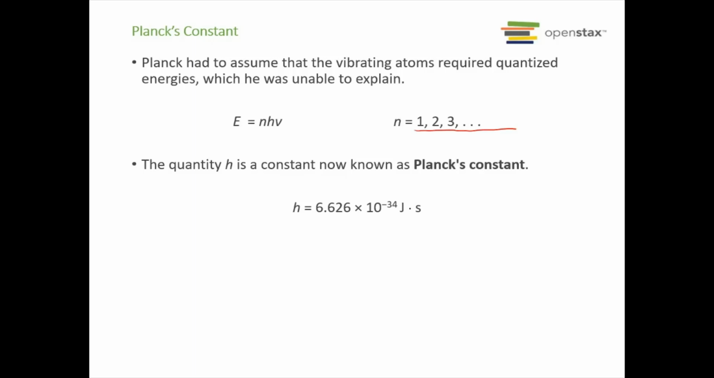H is now called Planck's constant, equals 6.626 times 10 to the negative 34th joule seconds. So it's joules times seconds. Really, really, really small. But this is also why energy quantization hadn't been seen in larger phenomena, because this constant is tiny, but it makes a big difference as you get into much smaller energy states.